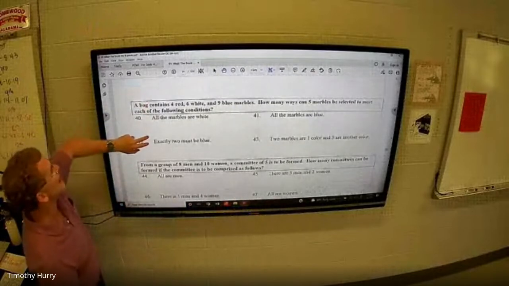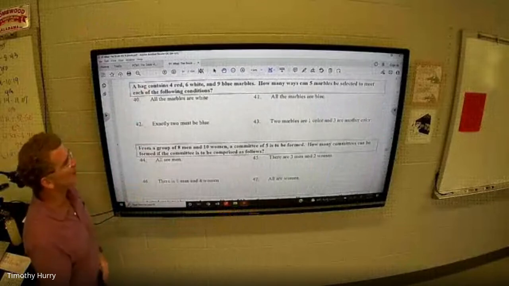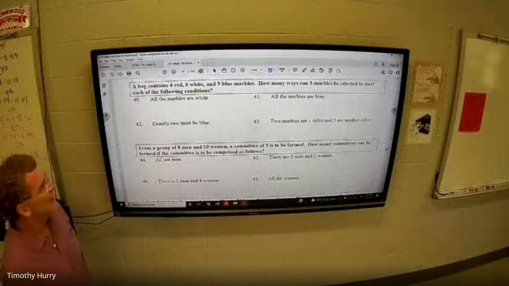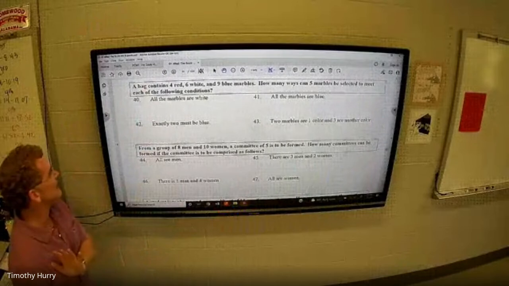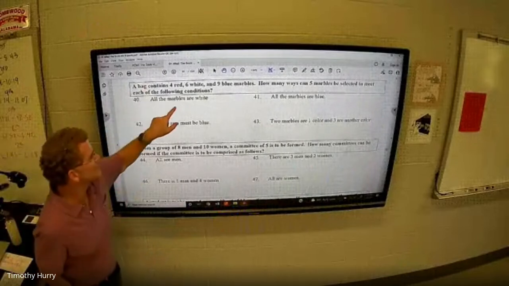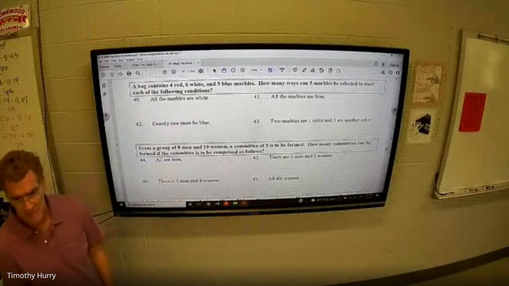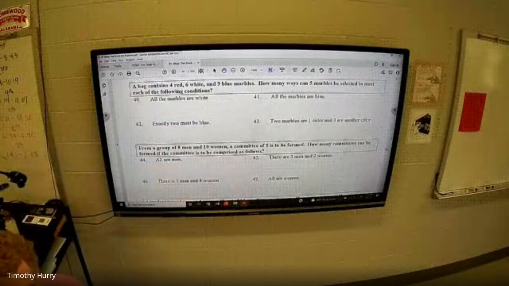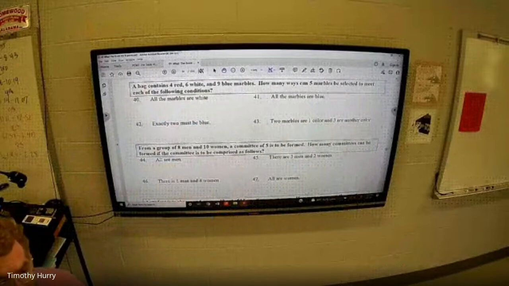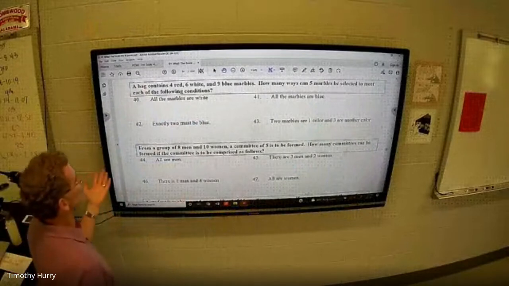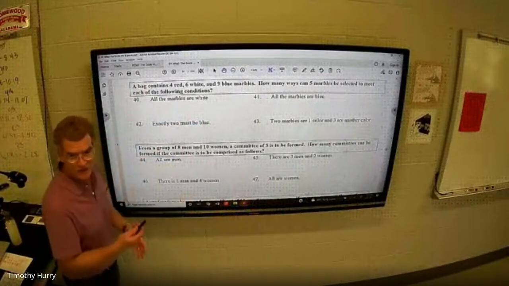What about this? A bag contains 4 red, 6 white, and 9 blue marbles. How many ways can 5 be selected if they all end up being white marbles? Now, if I pick 5 marbles from this bag, how many ways can they all be white? Now, does the order in which you pick them affect the outcome? How many white ones are you choosing from? If they're all white, you're essentially doing what?